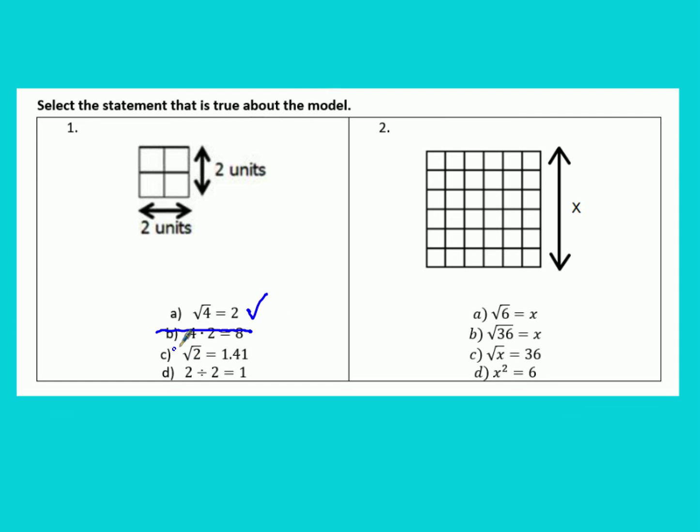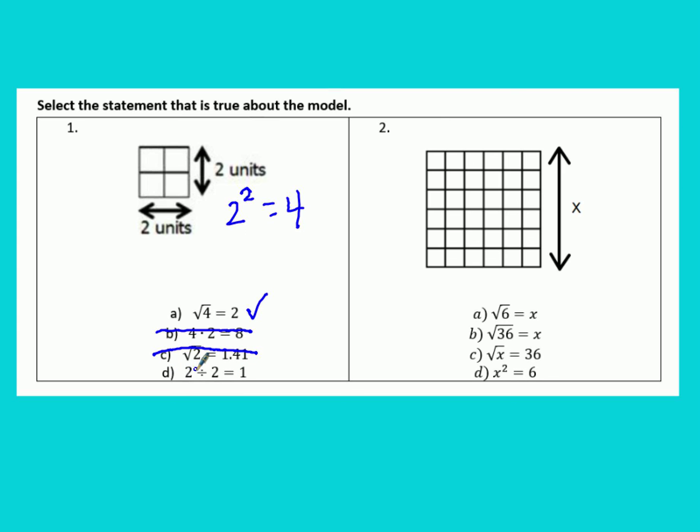Here, we're saying that the square root of 2 equals 1.41. That might be a true statement, but each of our sides was 2, and our area was 4. So we'd be trying to say that 2 squared equals 4. So the square root of 2 is not a correct statement for this model here.